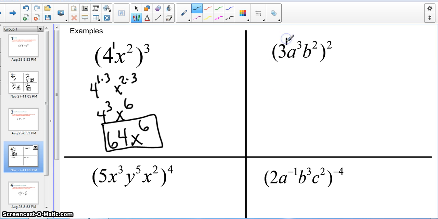So this 3 has an exponent of 1. So 1 times 2 is 2. Now I look at the a's. 3 times 2 is 6. Now I look at the b's. 2 times 2 is 4. Last thing, I simplify 3 squared, which is 9.